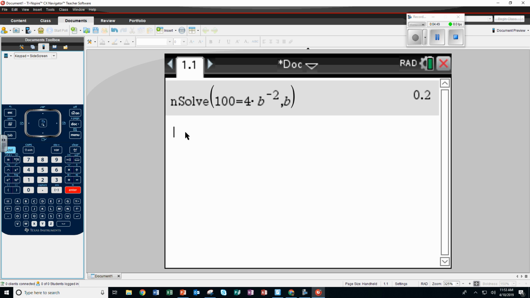And you could therefore have written the problem as 4 times 0.2 to the power of x. So there's more than one way to do this.